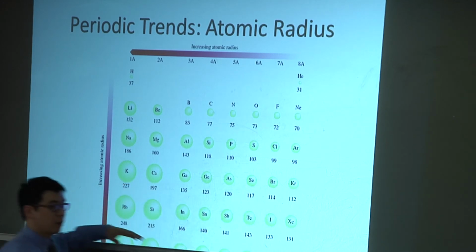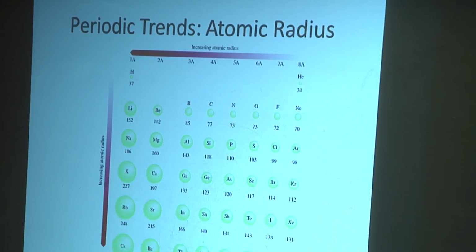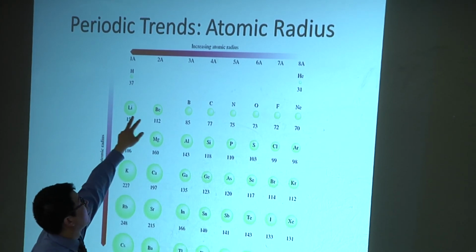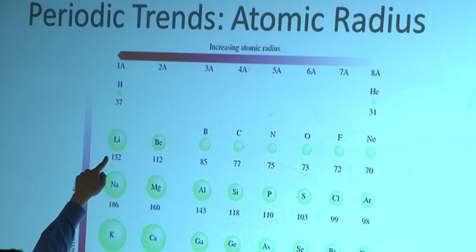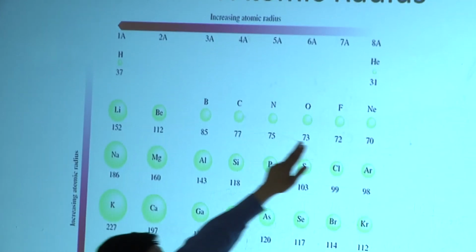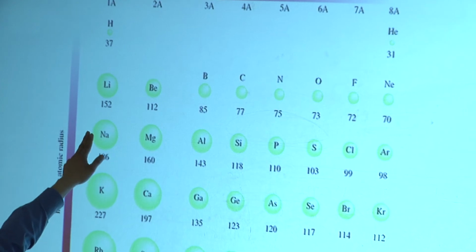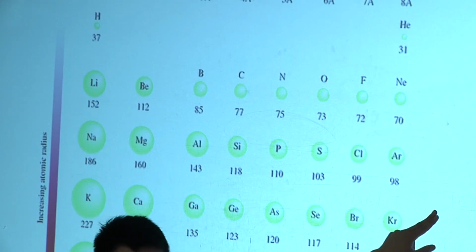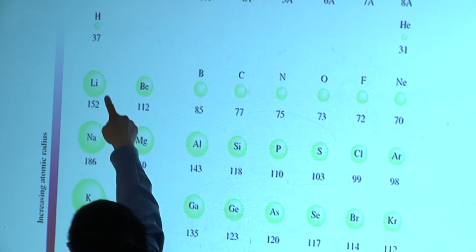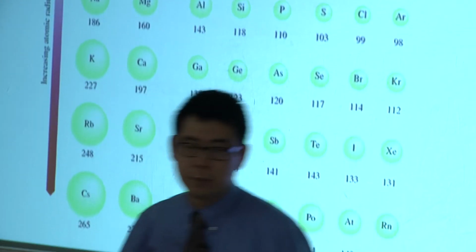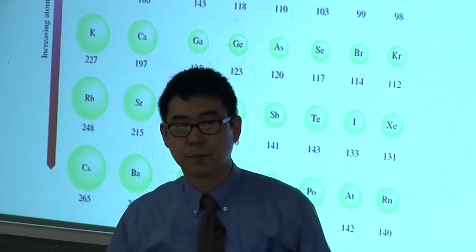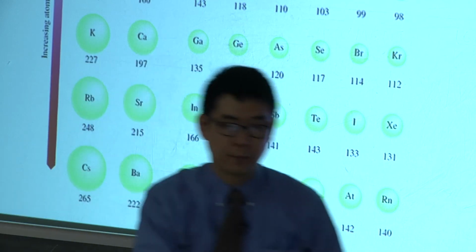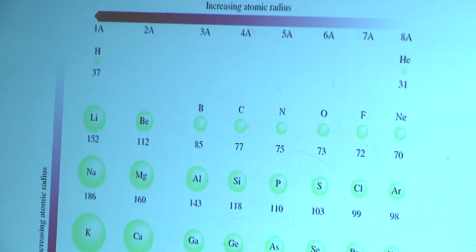And so here's an example of atomic radius, or here's sort of an image. These are in picometers, maybe. As you go from left to right, you can see the sizes get smaller. As you go from top to bottom, the sizes get bigger. So where would you expect the biggest atoms to be? Bottom left. And the smallest ones you would expect to be top right.